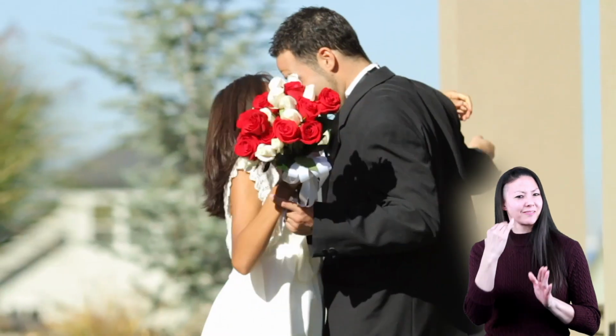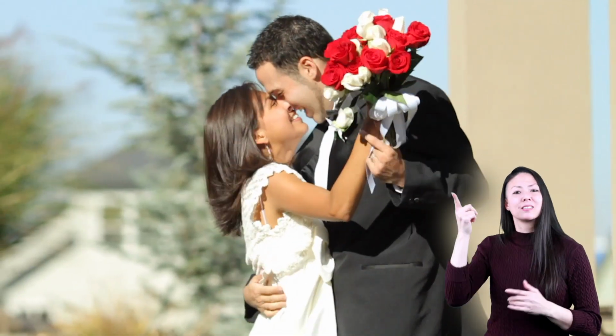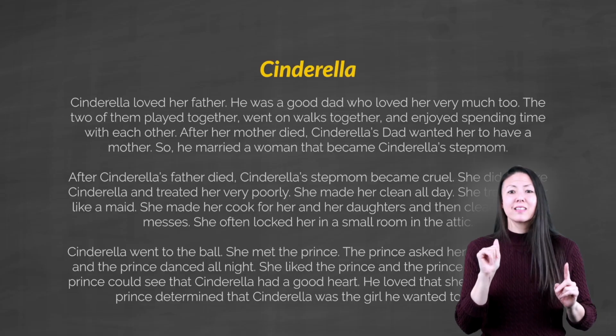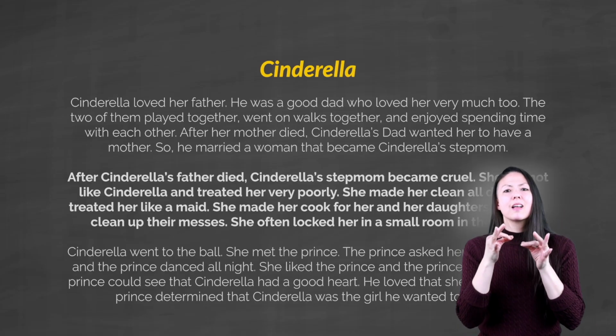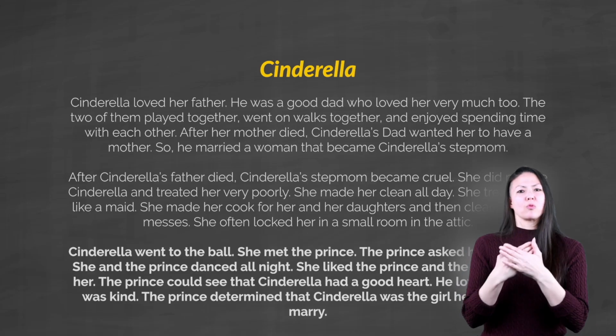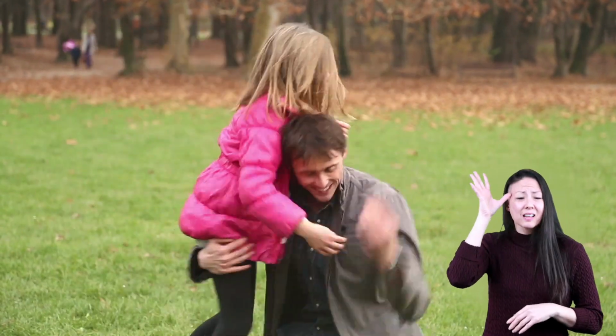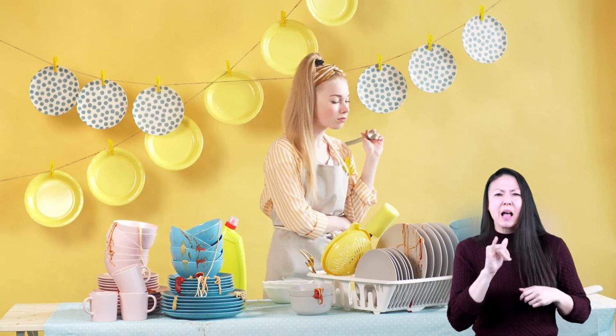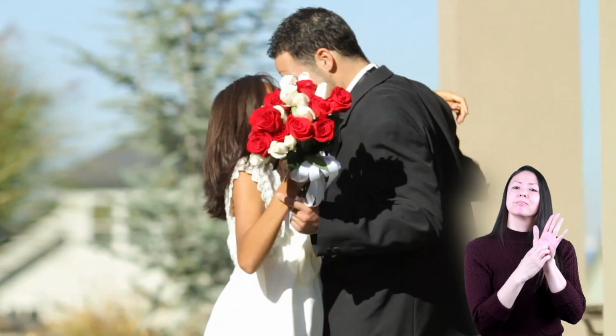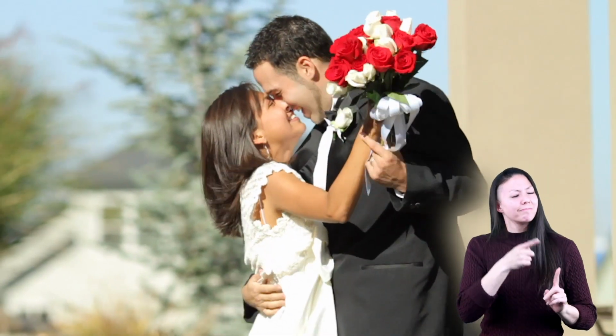The main idea of this paragraph is that the prince likes Cinderella. Each paragraph has a main idea that helps tell the entire story. The first paragraph tells us that Cinderella was loved by her dad. The second paragraph tells us that Cinderella was treated poorly by her stepmom. The third paragraph tells us that the prince likes Cinderella.